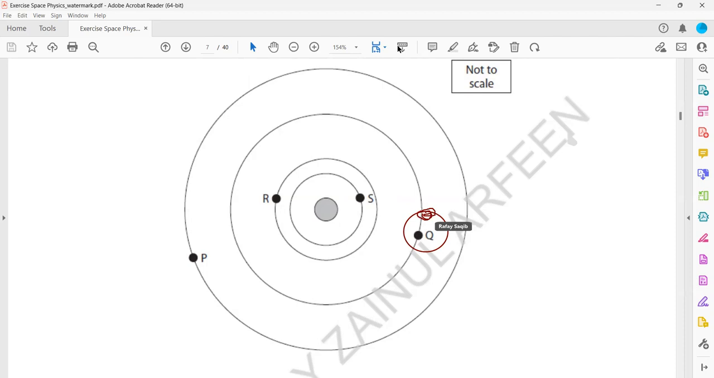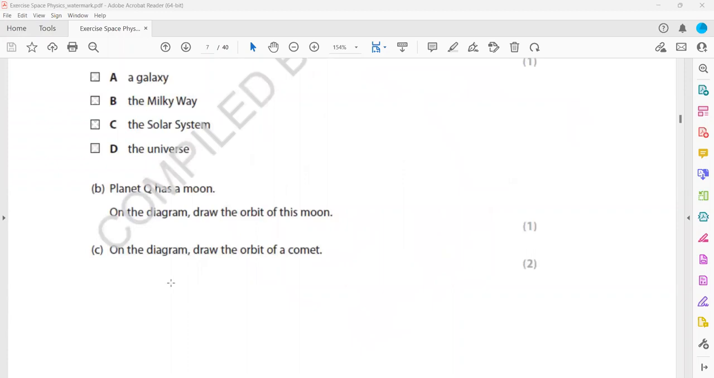When you're drawing an orbit, you should draw it circular unless they mention otherwise, like the orbit of a comet. Add to the diagram the orbit of the comet. What will be the orbit of the comet? Moving around this central star. So that will be the orbit of the comet. On the diagram, draw the orbit of a comet.